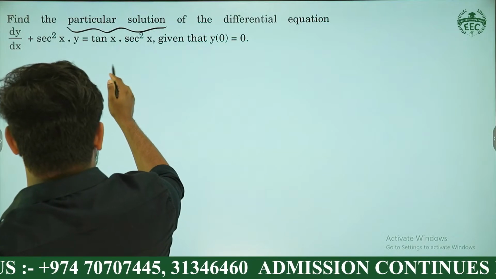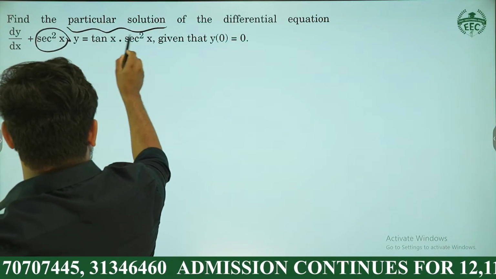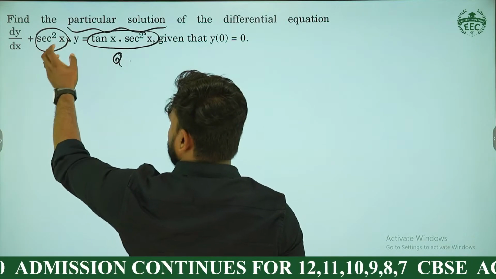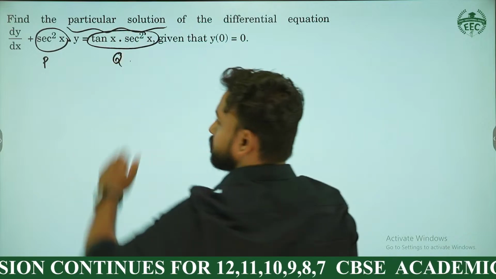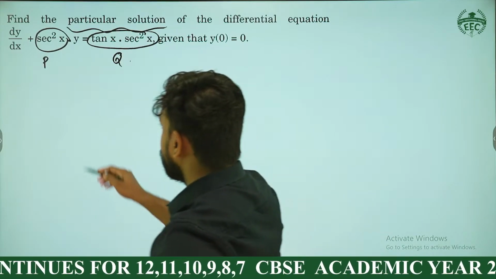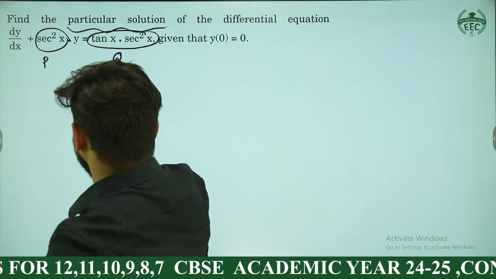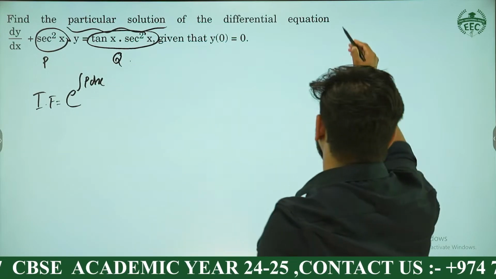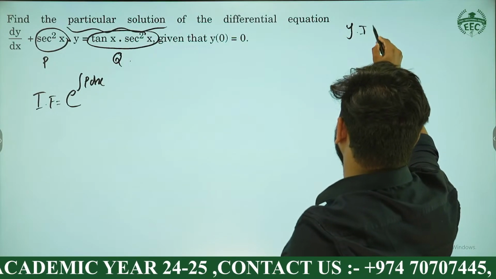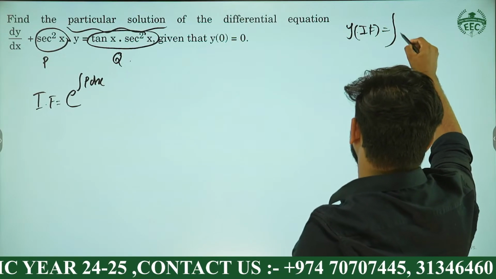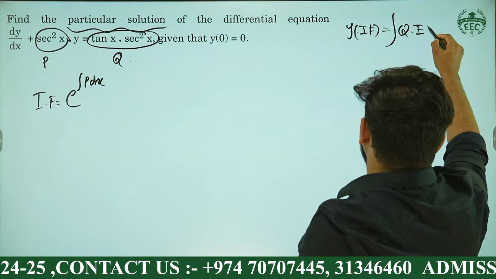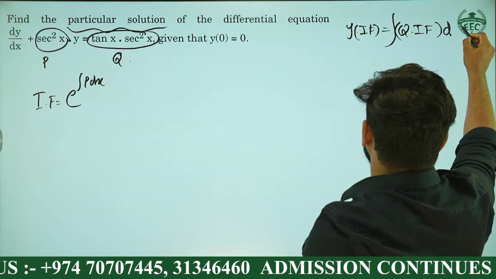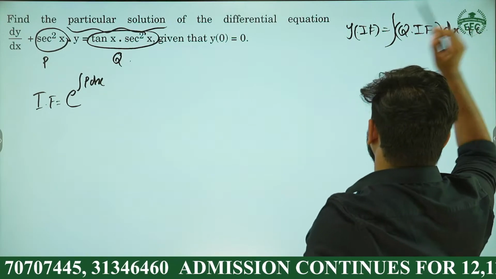Here, what format is this? Look here. These two are our P and Q. So dy/dx + Py = Q. So this is a linear differential equation. First we need to find e raised to integral P dx, because we need to find the integrating factor to get the solution. And what is the equation of the solution? The solution is y into integrating factor equals integral Q into integrating factor dx plus C. That's your answer.